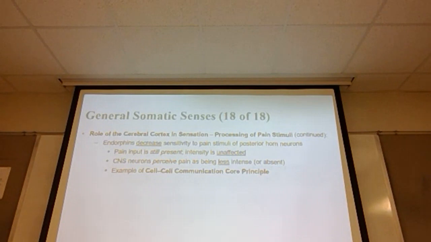Pain input is still present, however, the intensity is perceived differently. The central nervous system perceives pain as being less intense or absent, and we have another example of cell-to-cell communication.